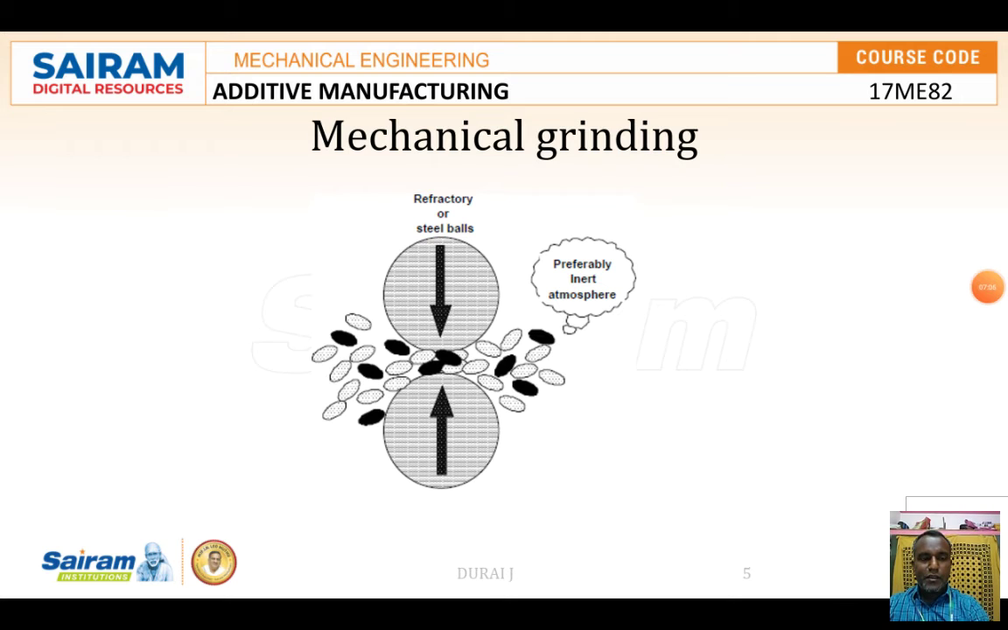So usually the macroparticles come over here in the inert atmosphere. It goes via the steel balls. The gap exists between the two steel balls. The nanomaterials, the size may be varied over that. So that is the normal principle of this mechanical grinding.